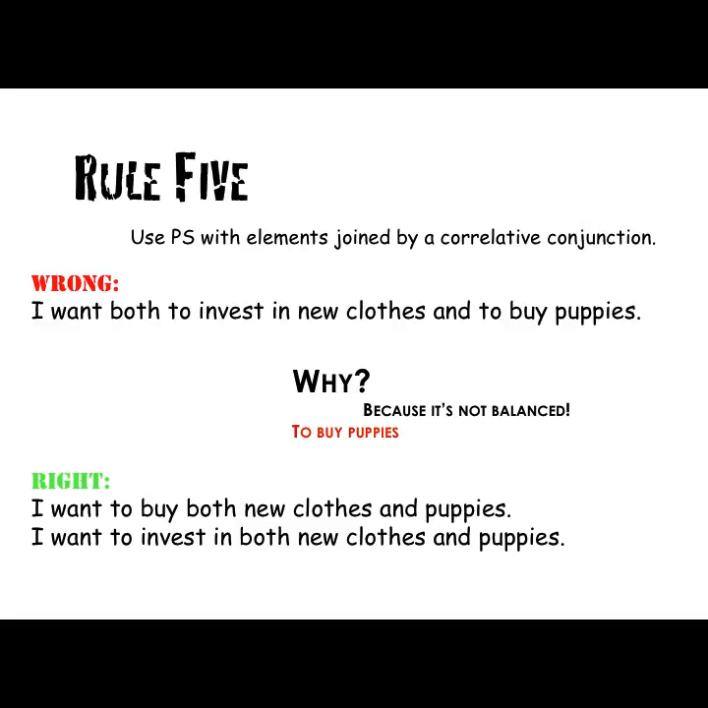Rule 5, use PS with elements joined by a correlative conjunction. This is wrong: I want both to invest in new clothes and to buy puppies. It's not balanced because of the to buy puppies. You would want to change it to: I want to buy both new clothes and puppies, or I want to invest in both new clothes and puppies.